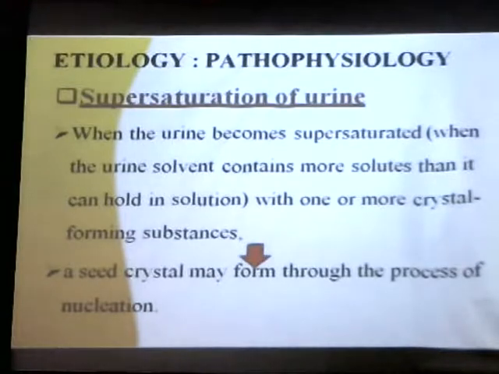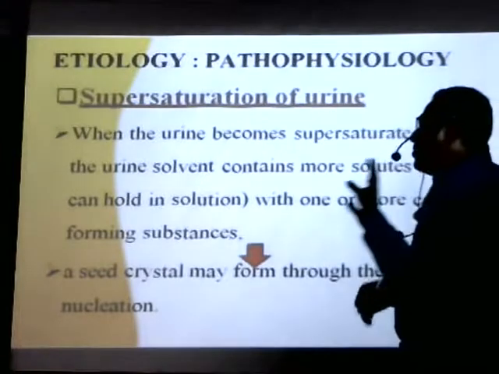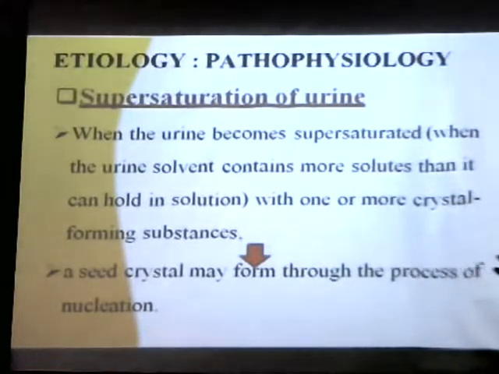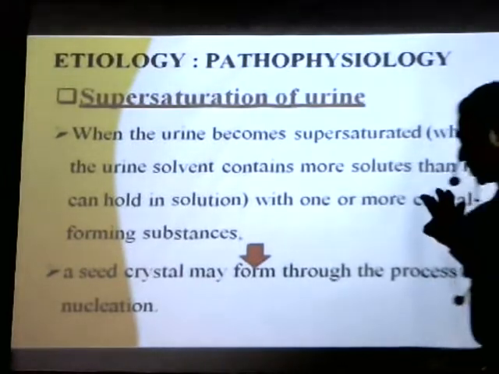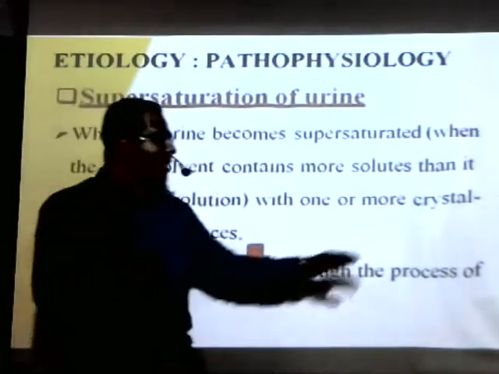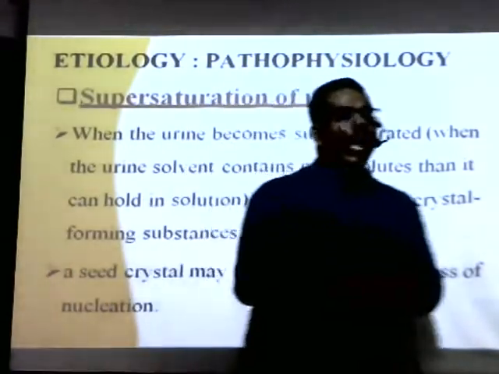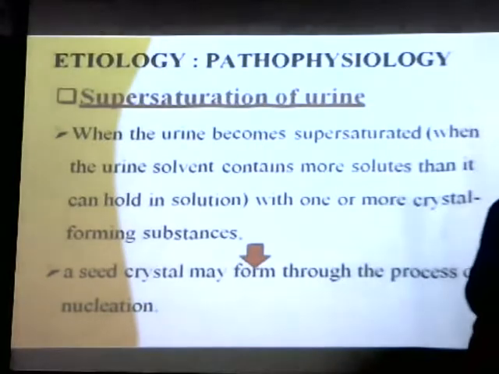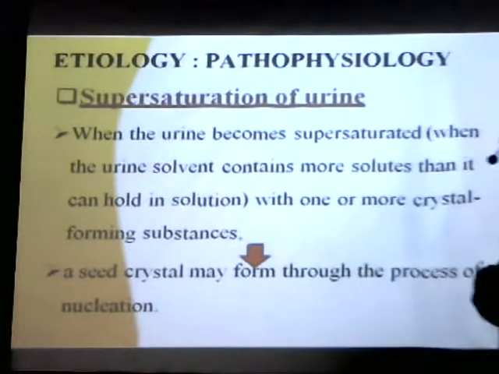So the urine solvent contains more solute than it can hold in a solution with one or more crystal forming substances. This condition where the urine becomes supersaturated is known as supersaturation of urine. And provided the supersaturated urine contains a solute which has a tendency to form crystals, these crystals will further lead to the formation of renal calculi.